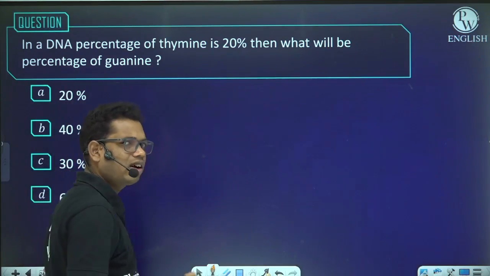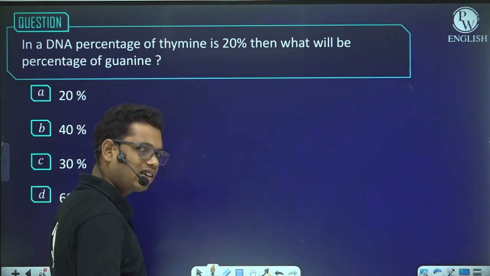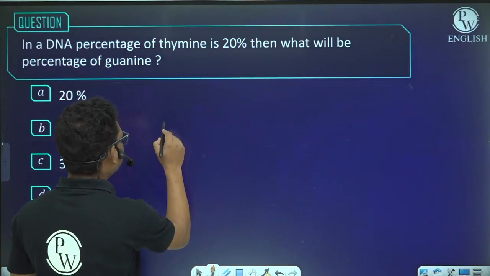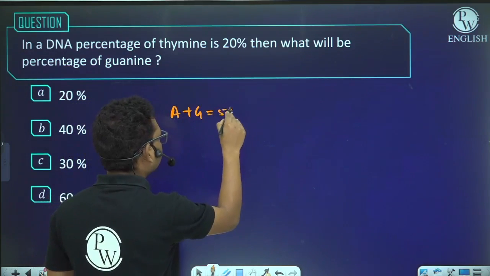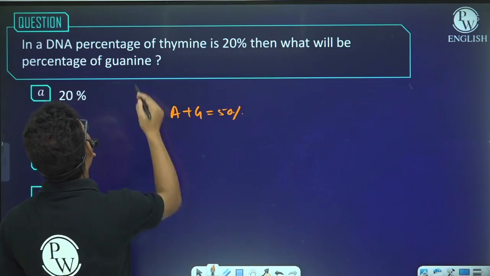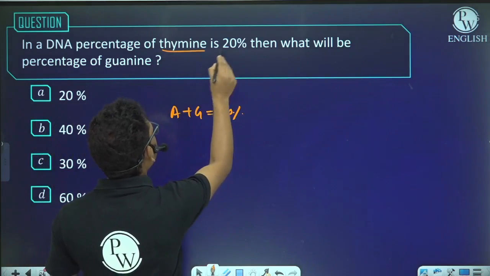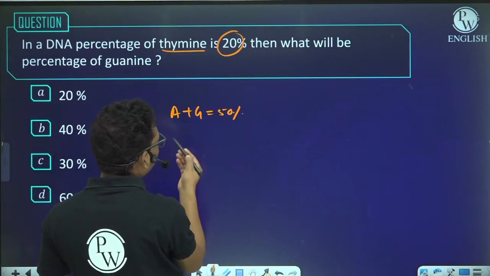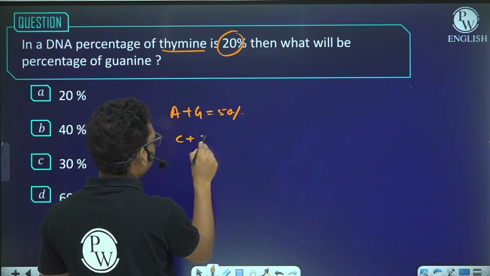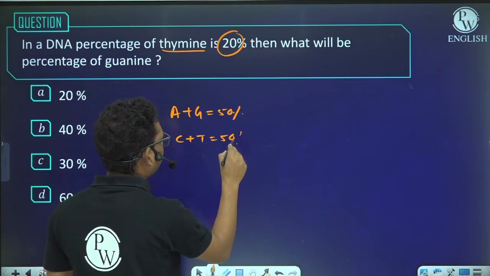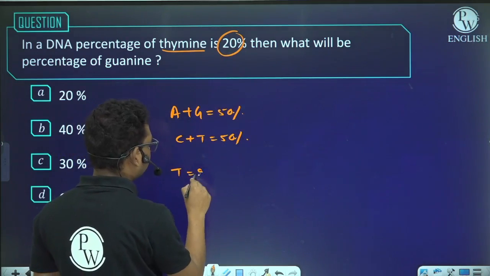as per Chargaff's rule, the DNA is double stranded. If the DNA is double stranded, Chargaff's rule can be applied, and this says that the total purine is always 50%. As per the question, the thymine is 20%. So the pyrimidine will also be 50%. So I will write C plus T is 50%.